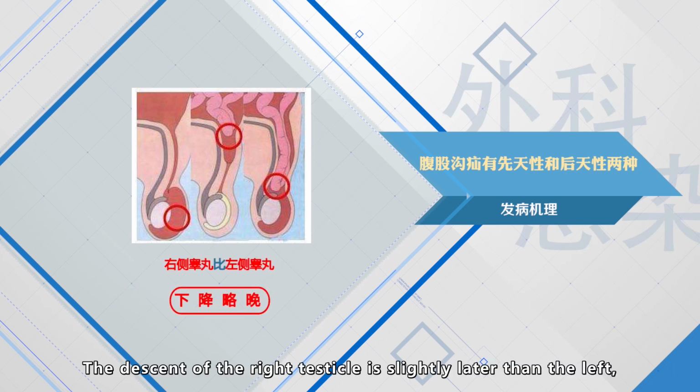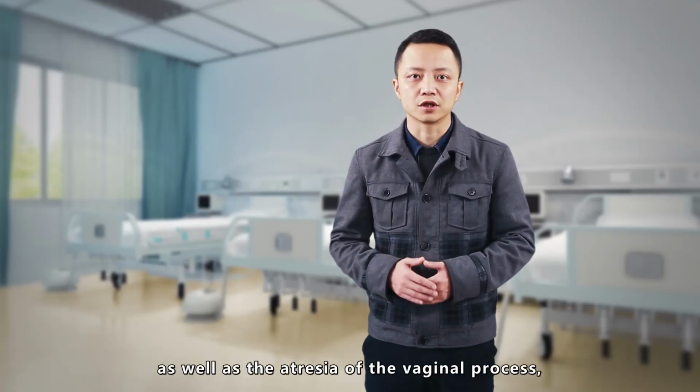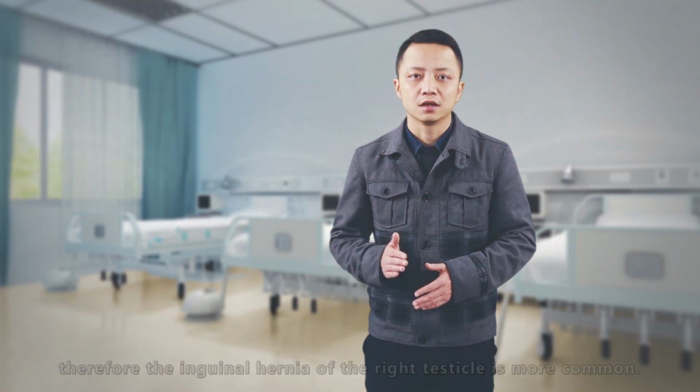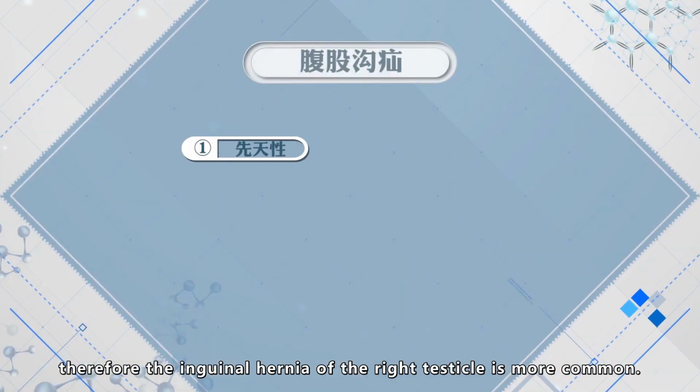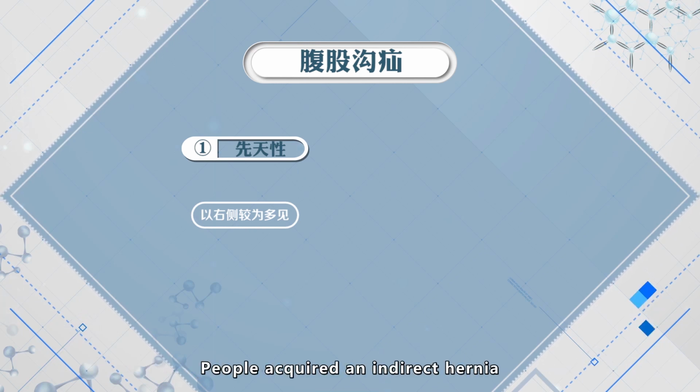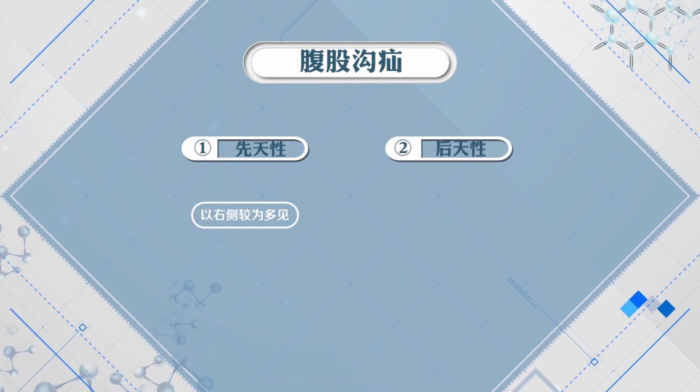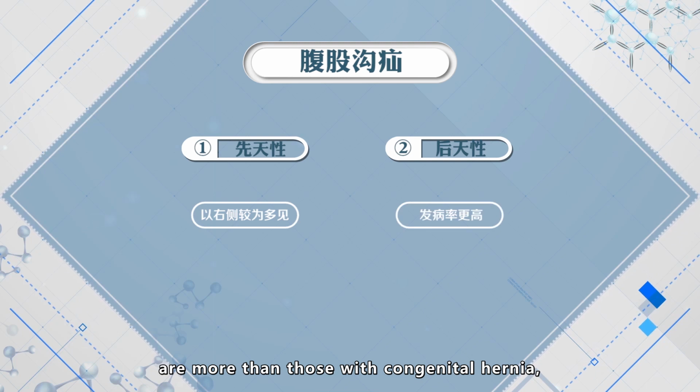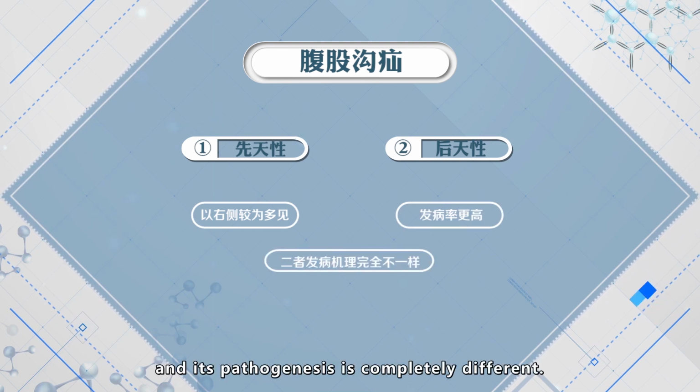The descent of the right testicle is slightly later than the left, as well as the atresia of the vaginal process. Therefore, the inguinal hernia of the right side is more common. People acquire an indirect hernia more often than congenital hernia, and its pathogenesis is completely different.